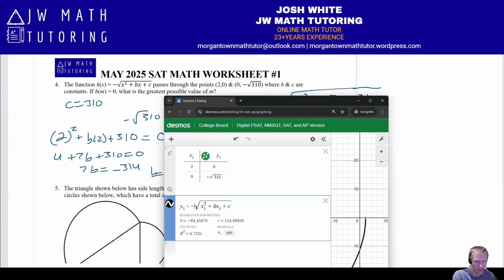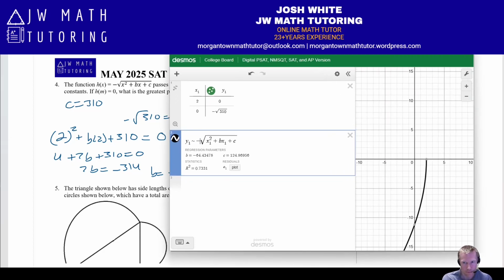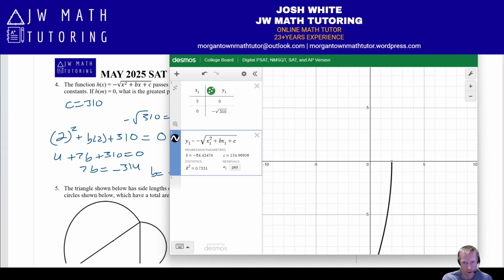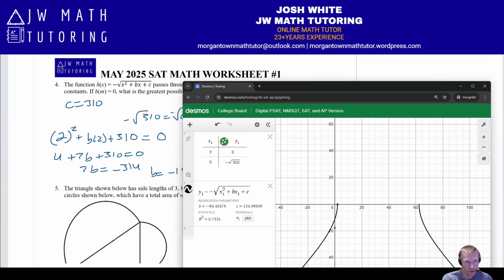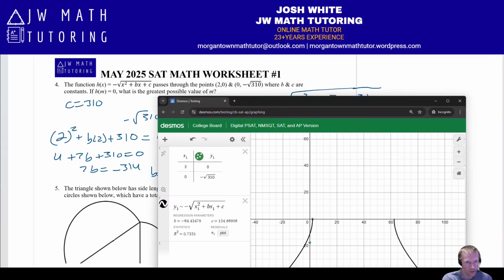Put this in here. Okay, slide this over. Let's zoom out. Okay, so let's just make sure I type this in. It's negative square root x squared plus bx plus c. Yeah, so this is not working. Notice it's not giving me the 155 that I expect. Notice the r squared value is not 1. And the reason, it's something to do with the square root. So here are the ways around that.